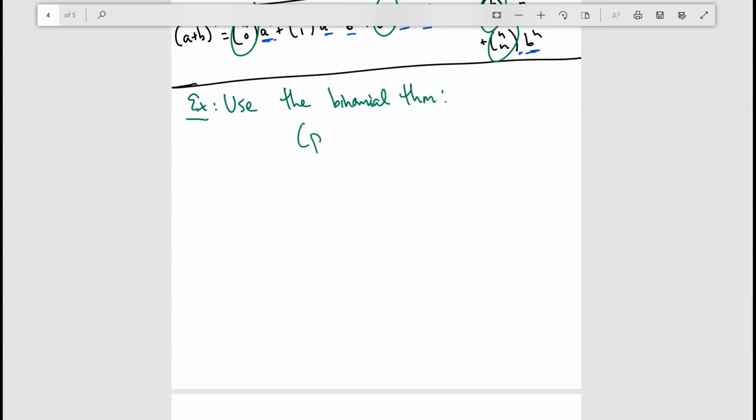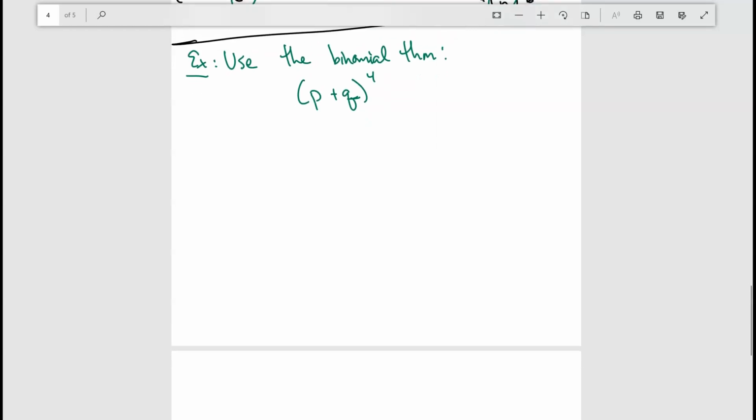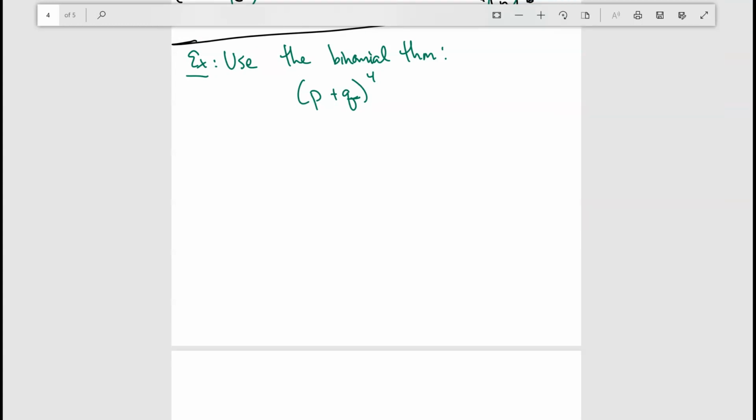Okay, so let's say we had p plus q raised to the power of 4. Now you could easily use Pascal's triangle. You won't get docked points, but for this problem, I'll just show you the binomial theorem. If you like it, you can use it. If you don't like it, then it's okay. You can just use Pascal's triangle, but it's just an alternative way. So we first want to go ahead and do this. So p plus q to the power of 4.